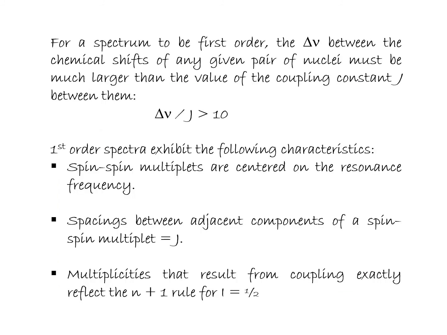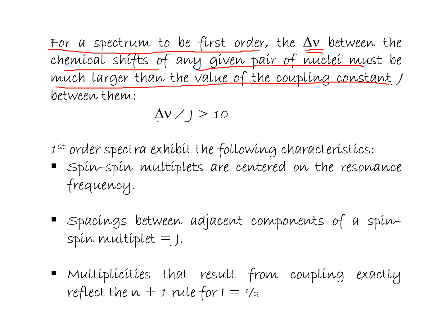For a spectrum to be first order, so that the triplet shows up as a triplet with 3 lines, 1 to 2 to 1, and the quartet shows up as 4 lines, 1 to 3 to 3 to 1, the delta, the frequency difference between the chemical shifts of any pair of nuclei, must be much larger than the value of the coupling constant. That means we calculate in hertz the difference between the two lines. For example, if we had here one signal and here another.